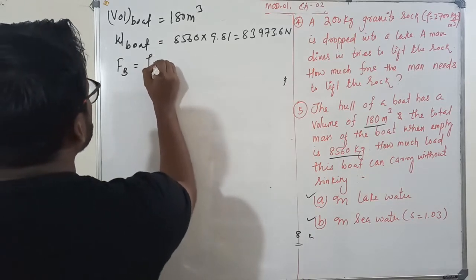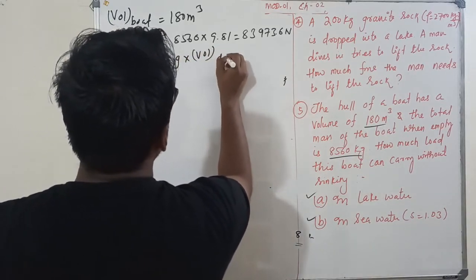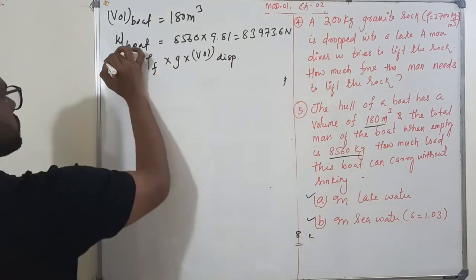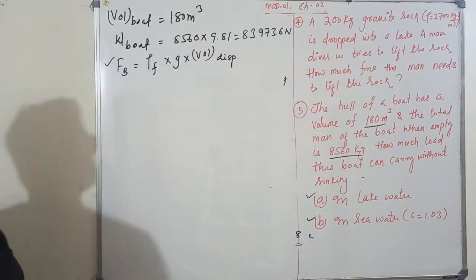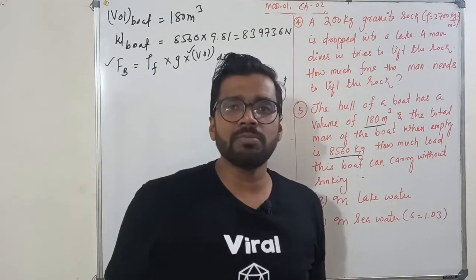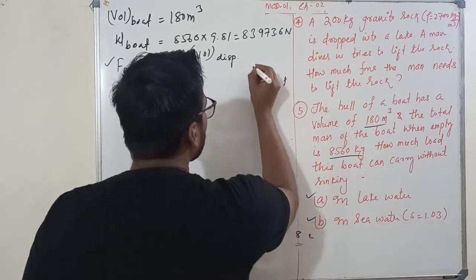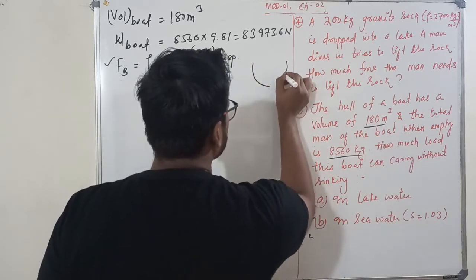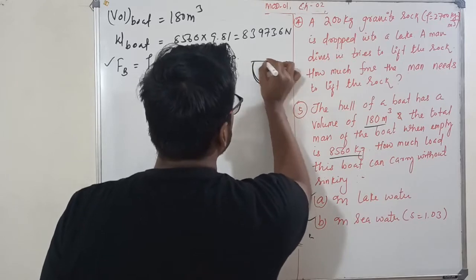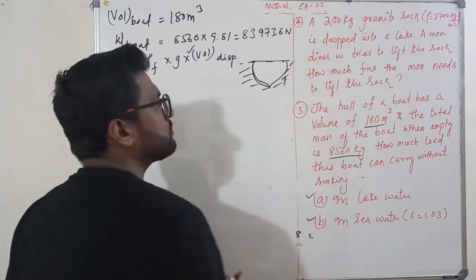Sir, buoyancy force is density of fluid multiplied by g multiplied by the volume displaced. So when will the buoyancy force be maximum? When the displaced volume is maximum. That is when the total hull of the ship, let us say this is your ship, is inside the water. Then your buoyancy force will be maximum.